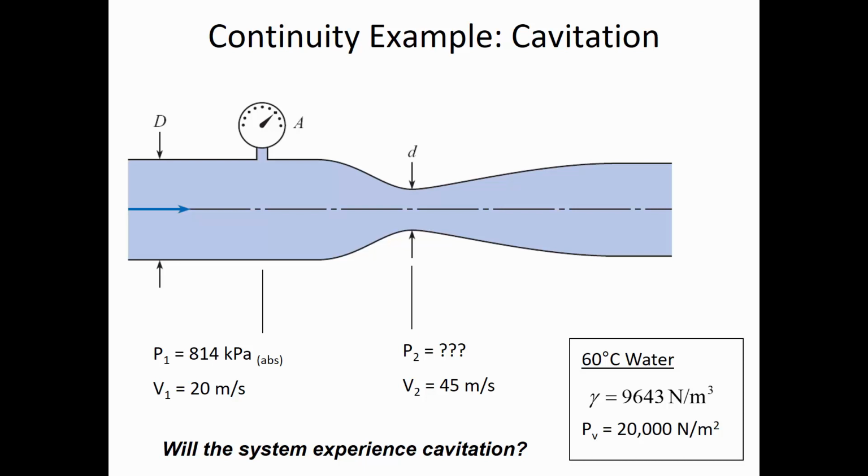So here, the continuity relationship is what we can use to calculate velocities. In this case, the velocity is just given directly. So put it into the Bernoulli equation to predict what will be the pressure at 2, and then compare that to the vapor pressure of the water. We're assuming this water is at 60 degrees Celsius.